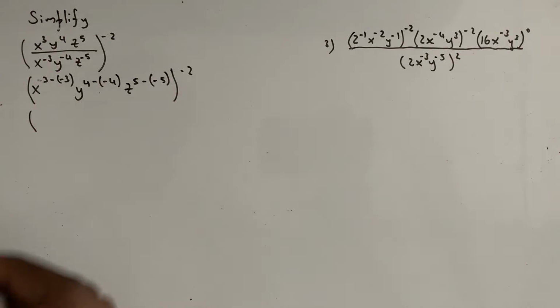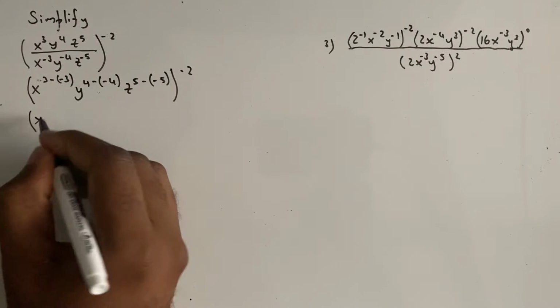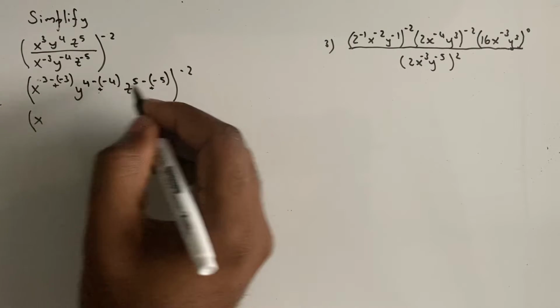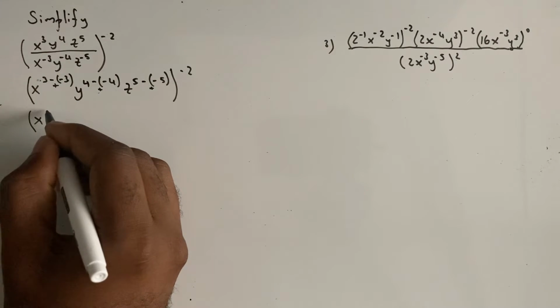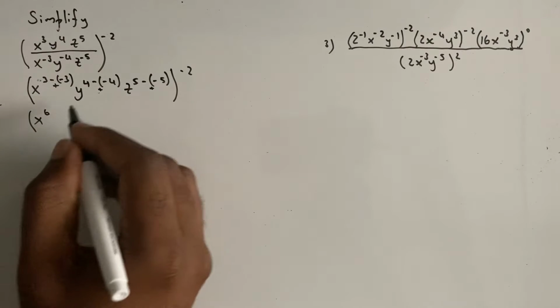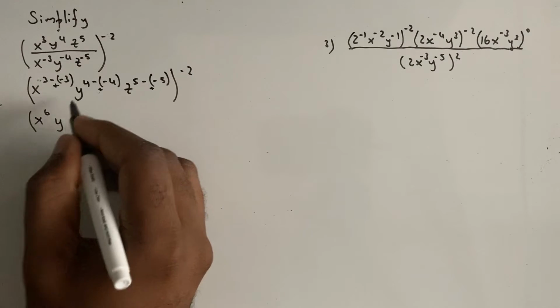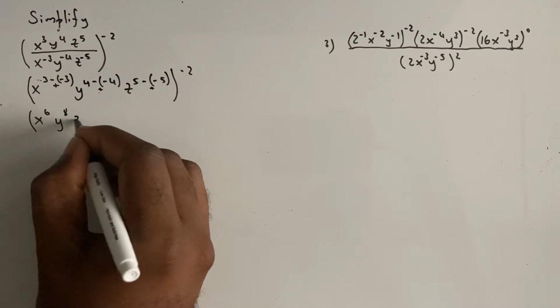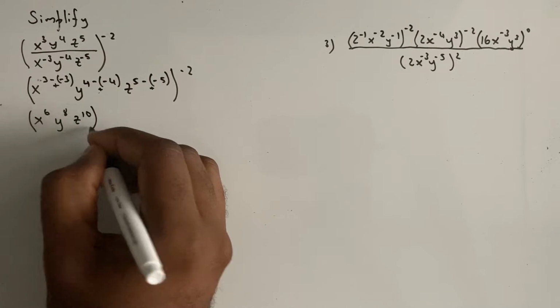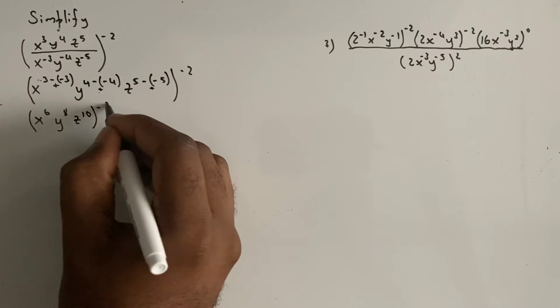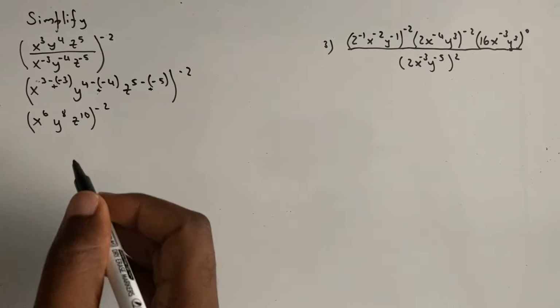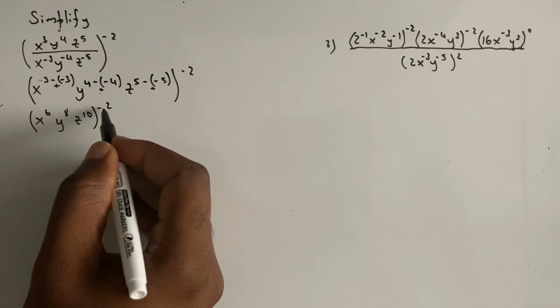So then I have x to the, this becomes a positive here, so we add 3 plus 3, which is 6. So x to the 6, y to the 8, because I'm adding, and z to the 10, again to the power of negative 2. Now, from here, guys, you can use the exponent now.